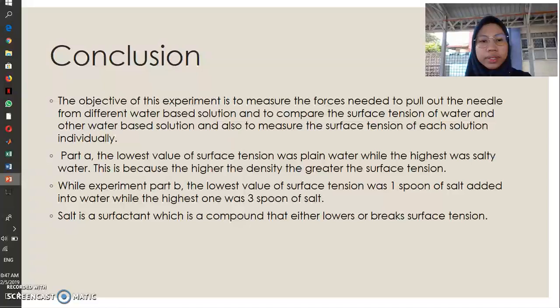Salt is a surfactant, which is a compound that either lowers or breaks surface tension.